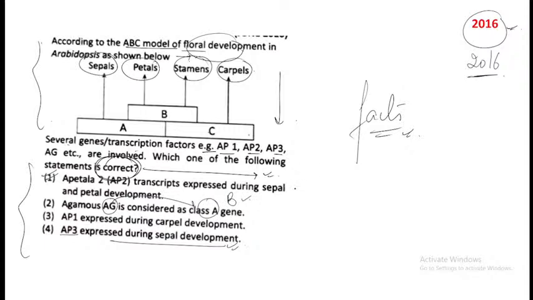Yes, in class A you have AP1, AP2, in class B you have AP3 and pistillata, and agamous is class C. So it is a class C gene, so incorrect. Then AP1 expressed during the carpel development, incorrect. Then AP3 expressed during the sepal development, incorrect.